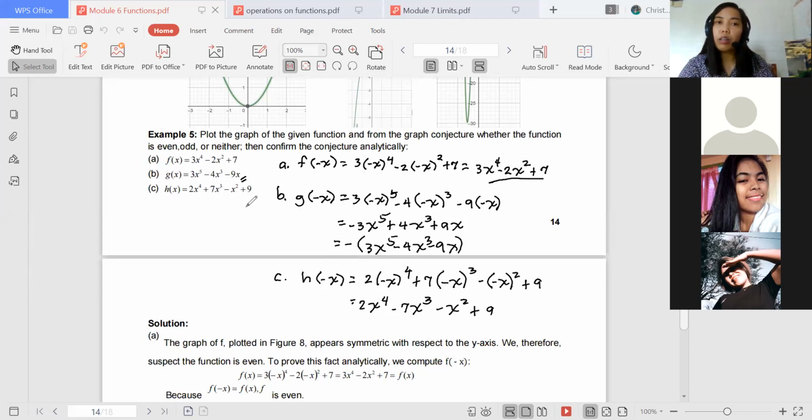So they are not equal and they are also not the negative of this. Therefore, letter C is neither. Okay? Hindi siya odd at hindi rin siya even. So, we'll see the graph.